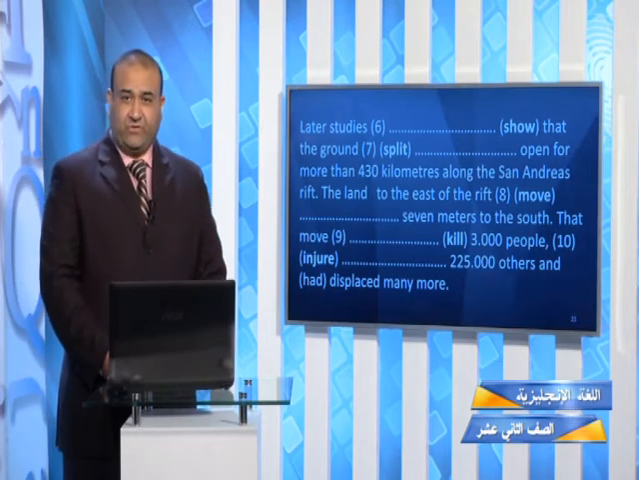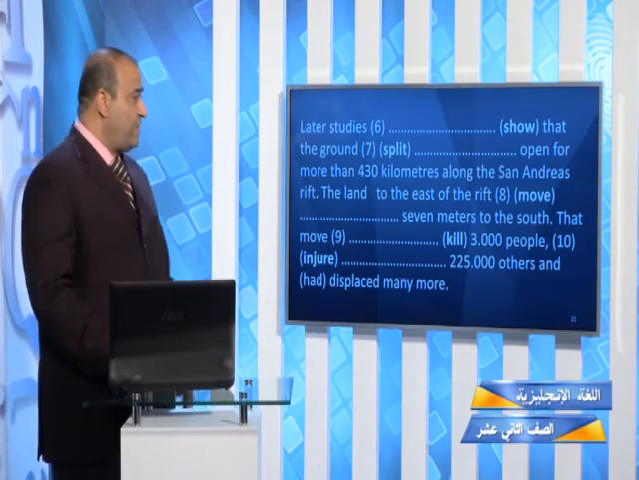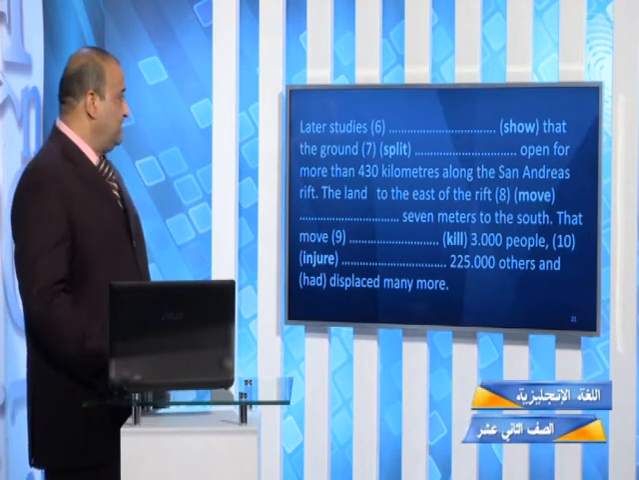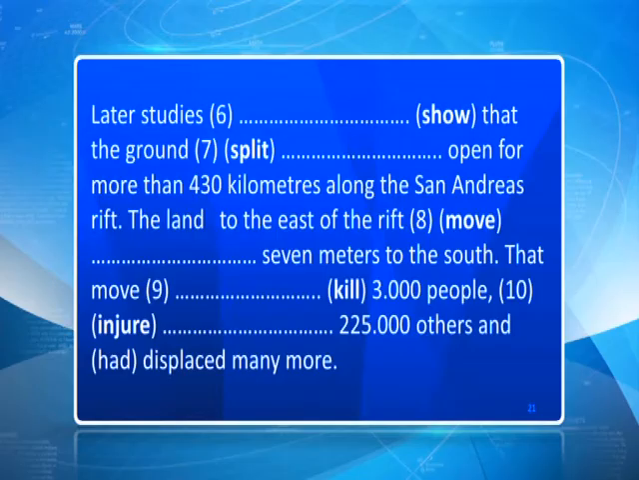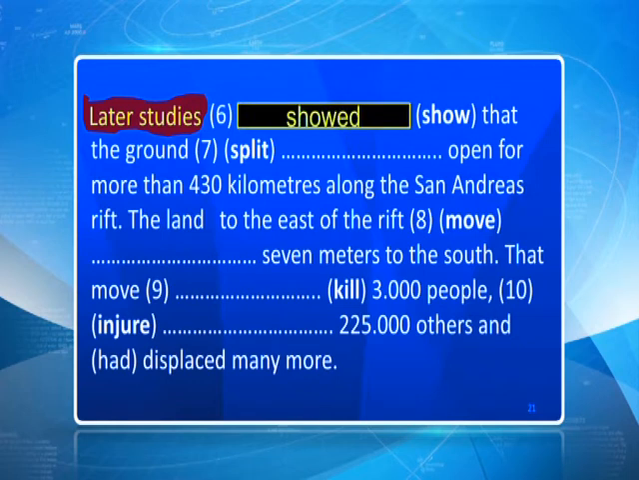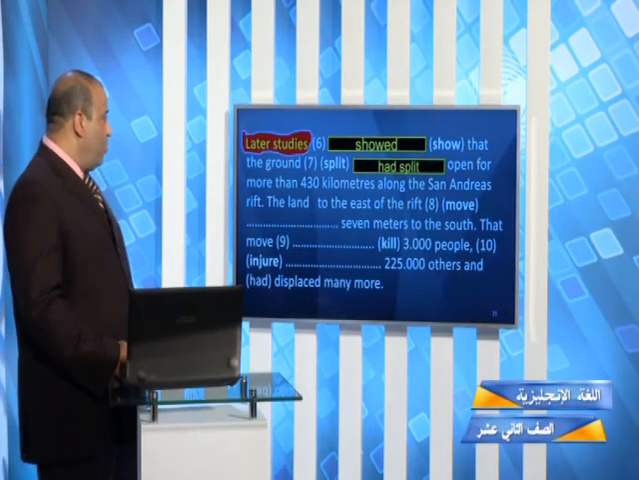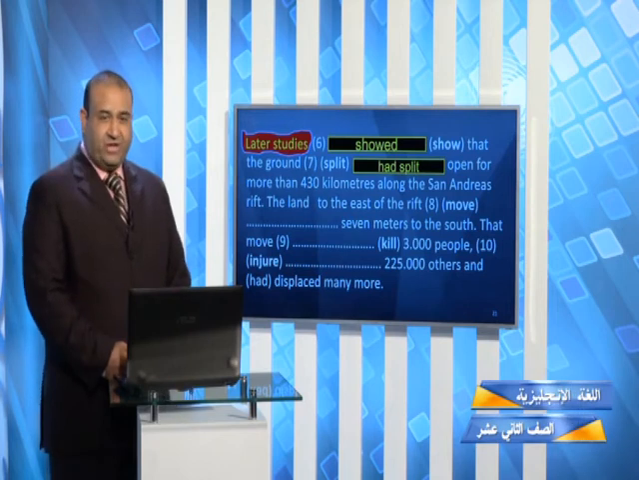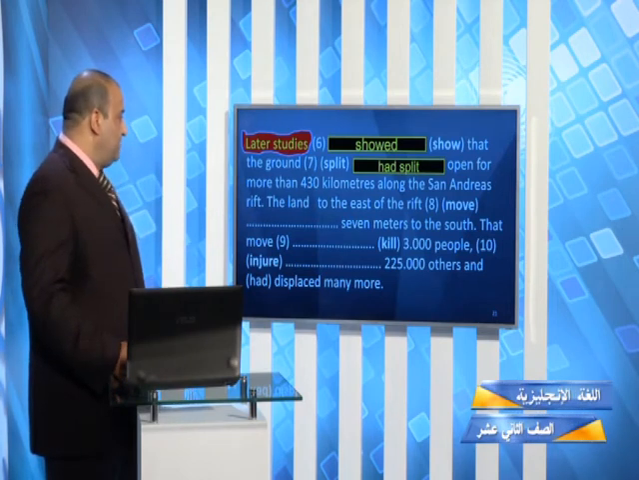Later studies, so after the earthquake, there were studies which tried to analyze the event. Later studies show that the ground split open for more than 430 kilometers along the San Andreas Rift. Later studies, so it's simple past, showed that the ground, of course, had split before the studies showed. So the answer is had split open for more than 430 kilometers along the San Andreas Rift.